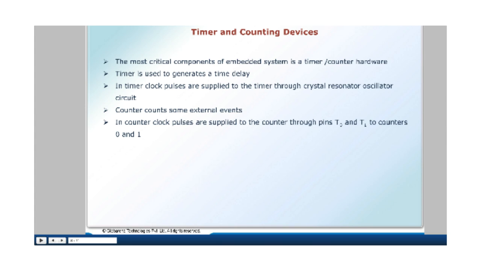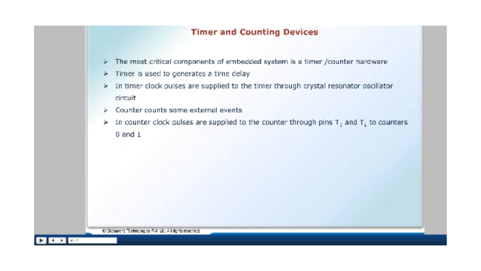A counter counts external events, that is, counter clock pulses T1, T2, which can be treated as 0 and 1. Timers and counters are the main components used in embedded hardware. They are the critical components.